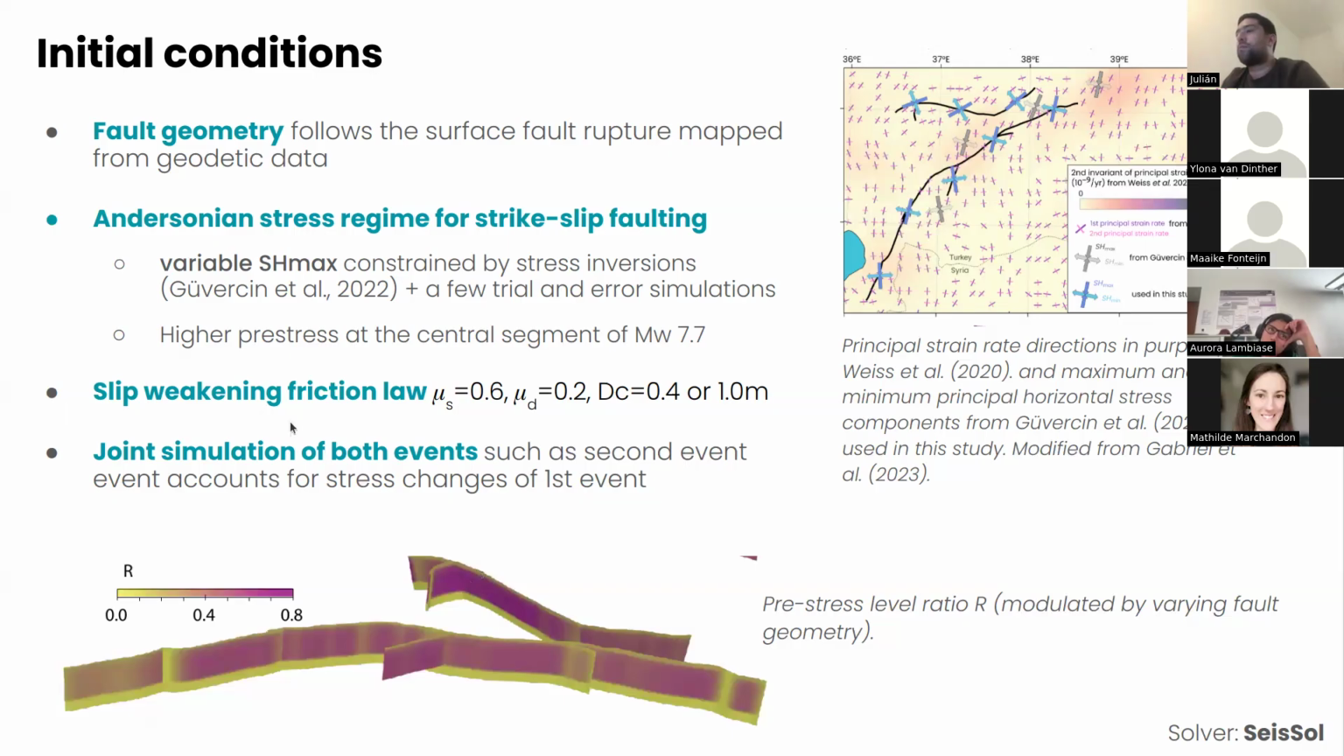And we use a slip weakening friction law with very basic parameter values. We simulated both events in a joint simulation, such that the second event accounts for the stress changes of the first event. So we do not explain the 9 hours between both events. It's just that we parameterize the second nucleation to happen after the end of the first rupture. Here at the bottom, what you can see is the pre-stress level on the model faults.